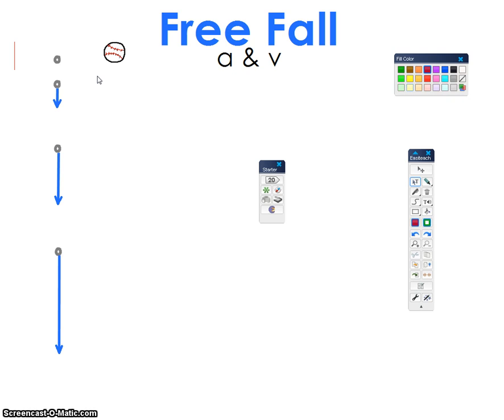So this whole thing is under the influence of an acceleration that's downward. That acceleration is downward due to gravity, and it's g. It's 10 meters per second per second. And it's understood that this influence is happening the entire time.